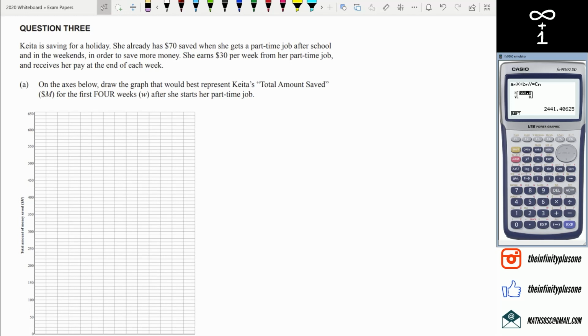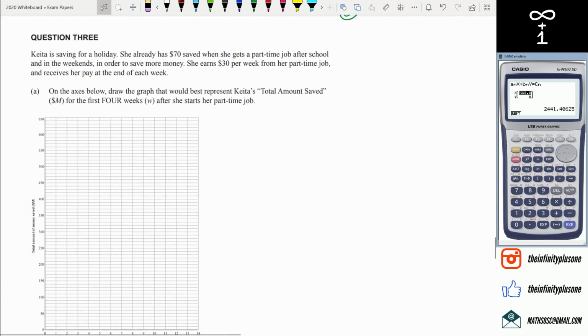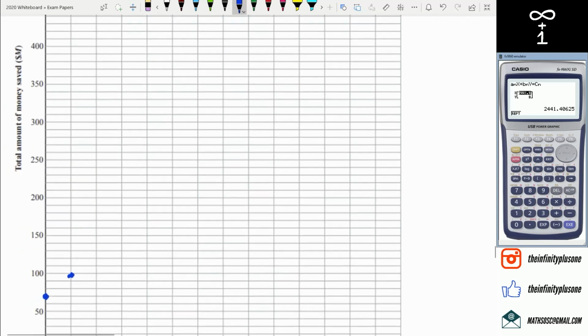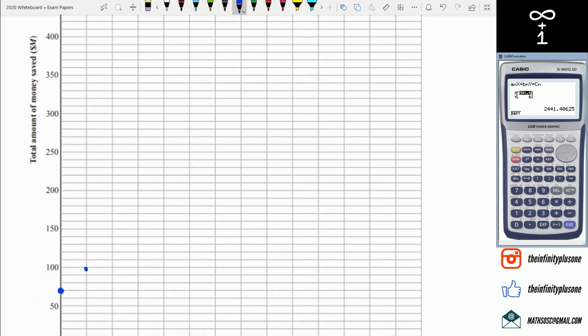So, Shorty has $70 saved, gets a part-time job on the weekends, she earns $30 per week. Basically we can draw just a table, or we can go straight into the graph. She already has $70 saved, so that is going to be there. When she gets a part-time job, she earns $30 per week and receives the pay at the end of each week. So at the end of the first week, she's got $30 more, so that's going to be 100. Then we've got 130, 160.